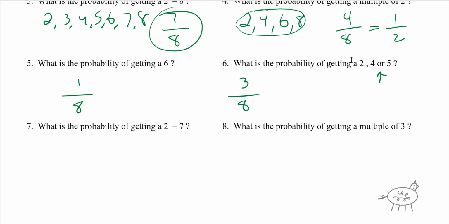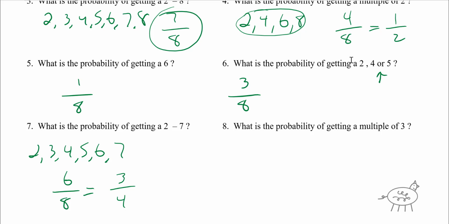What's the probability of getting a 2 through 7? That's a 2, 3, 4, 5, 6, 7. Okay, so it's 1, 2, 3, 4, 5, 6 of them over 8. And you can reduce this, right? 2 goes into 6 3 times, 2 goes into 8 4 times, so it's 3/4.